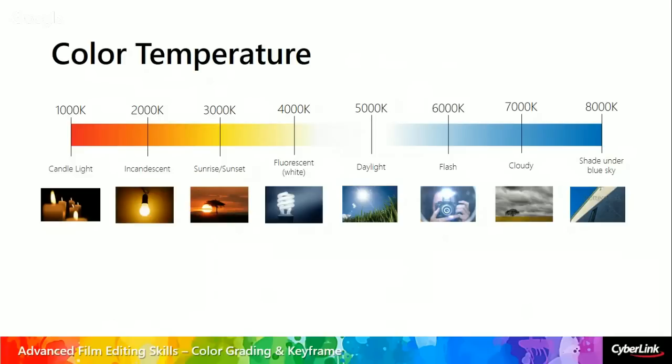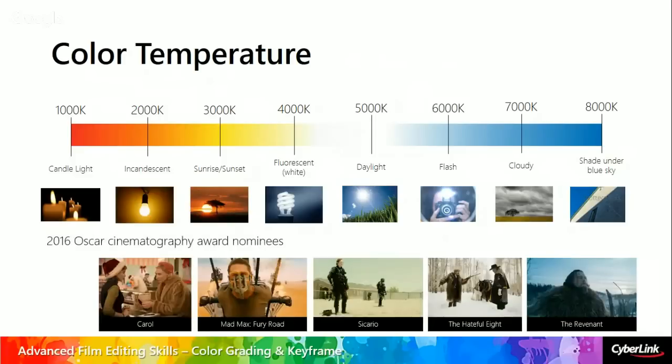So that's the logic. Color adjustment and color temperature are used to create the atmosphere of a video in many cases. Let's use this example. These are the nominees for this year's Oscar Cinematography Award. And I think the final winner is The Revenant, or Mad Max. Oh no, it should be Mad Max.